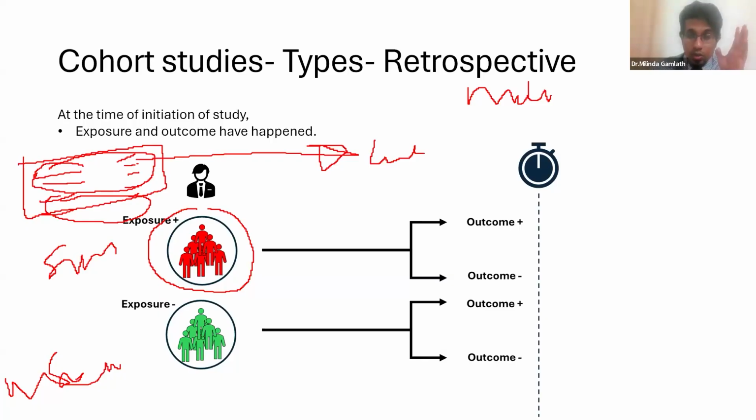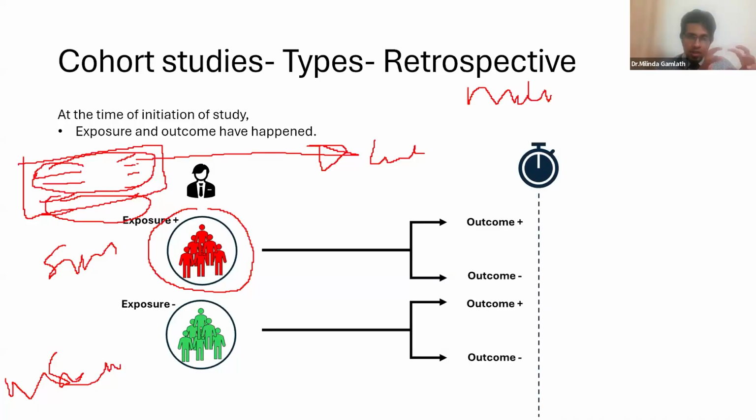So a retrospective cohort study means at the start of the study, at the initiation of the study, both exposure and outcome have happened. So that is the difference between a prospective cohort study and a retrospective cohort study. In a prospective cohort study, the outcome hasn't happened. You start at the level of the exposure and you follow them up until the outcome happens. In a retrospective cohort study, exposure and outcome have happened, but you go back and divide the group into two at the very beginning. So you might need a certain document with the exposure status listed. So this can be a clinic register with the exposure status given, smoking status already given.